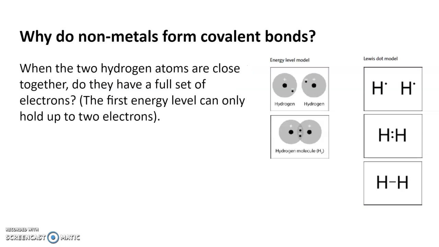So then, once our hydrogens are close together, do they have a full set of electrons? This is a question we want to ask. The first energy level is tiny, right? So it can only hold up to 2 electrons, which means that for hydrogen, when it's sharing 2 electrons, it does have a full set of electrons, because each hydrogen thinks it has 2 because they're sharing. And if you are an atom, sharing is caring.